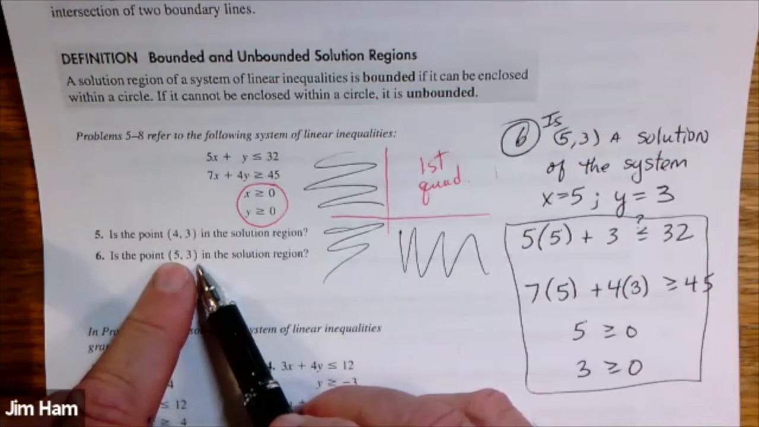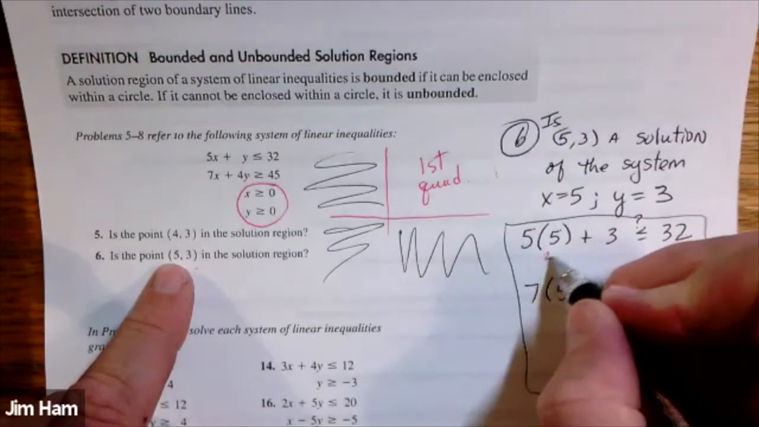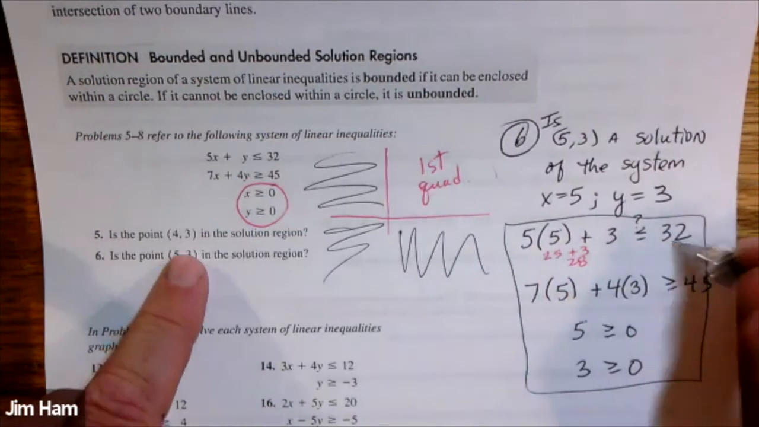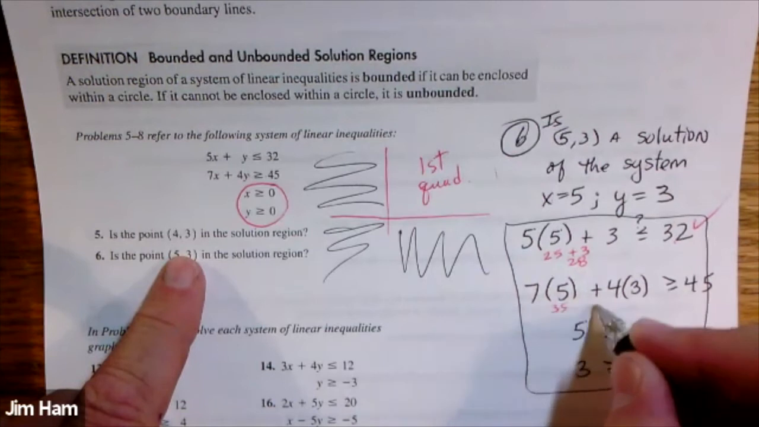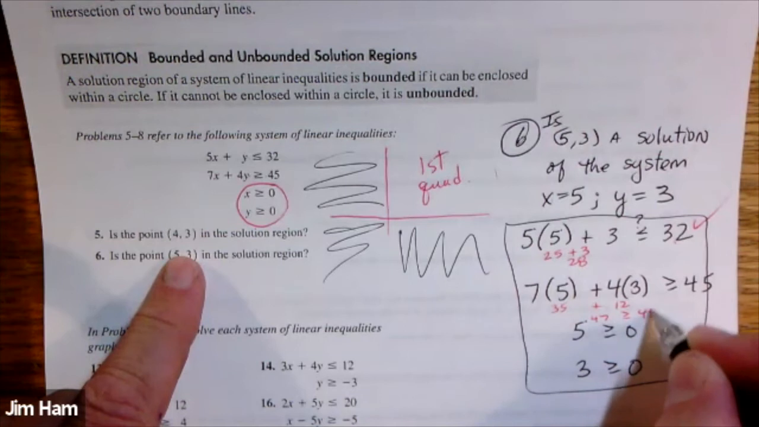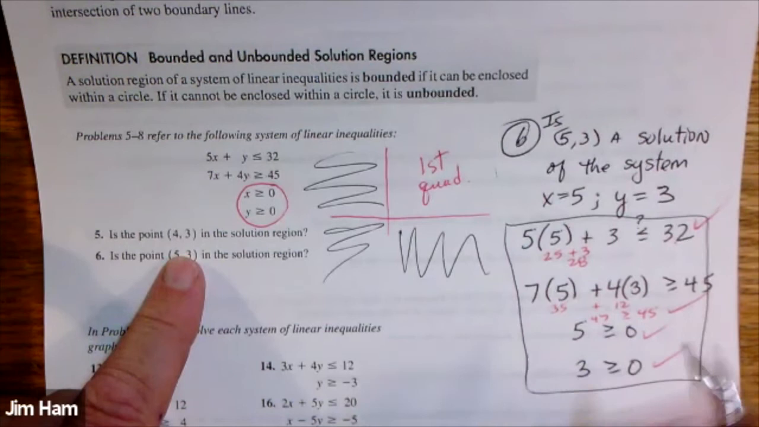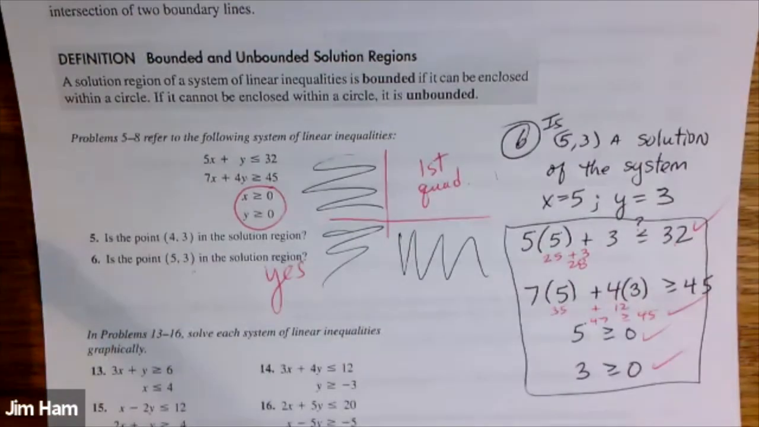All it takes for 5, 3 to not be a solution is that it fails in any one of those 4 inequalities. So we'll check them out. This is 25 plus 3, that's 28. 28 is less than 32, that one checks out. 35 plus 12, that's 47, greater than or equal to 45. Yes, that's true. 5 is greater than 0, that's true. 3 is greater than 0, that's true. All 4 are true, so the answer is yes. 5, 3 is a solution.